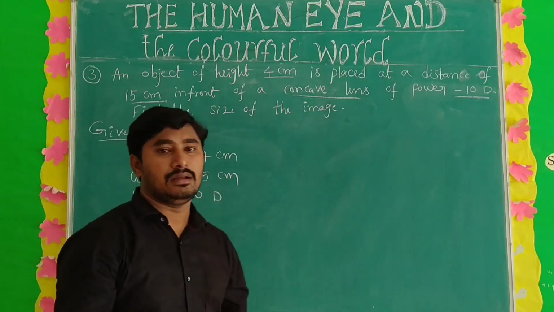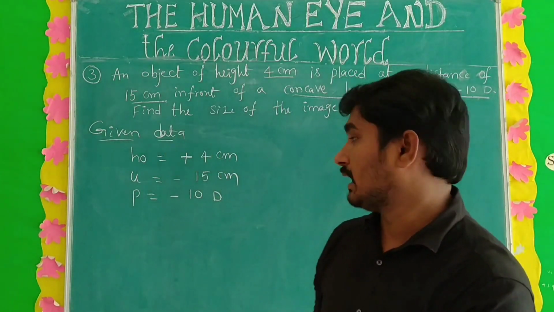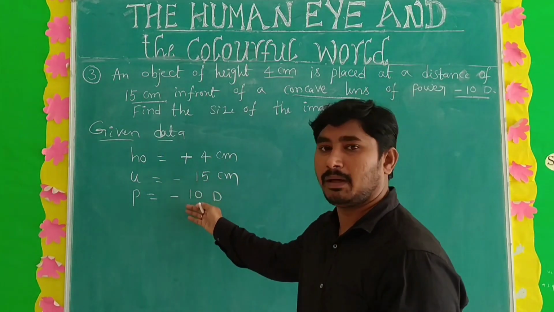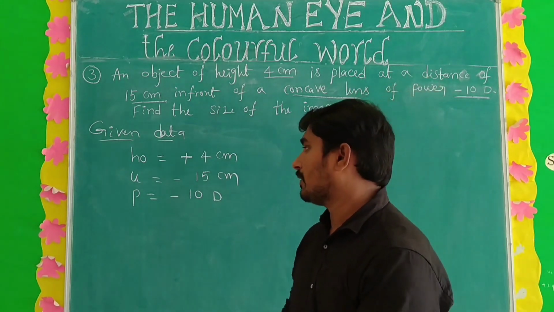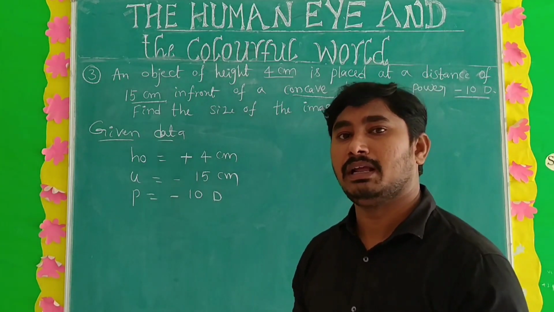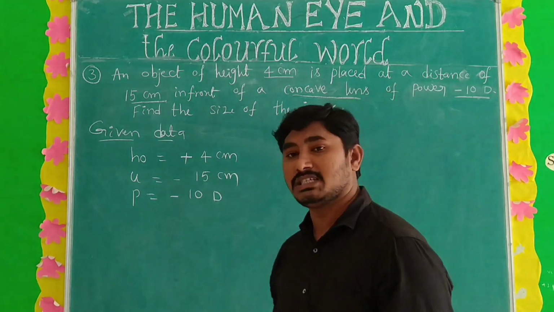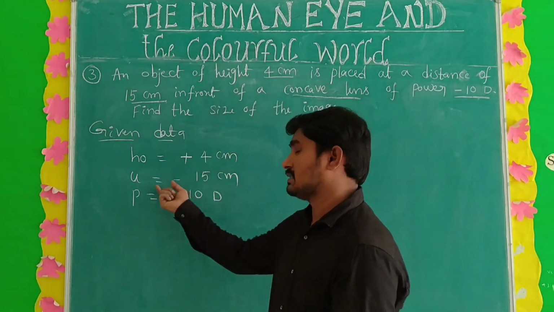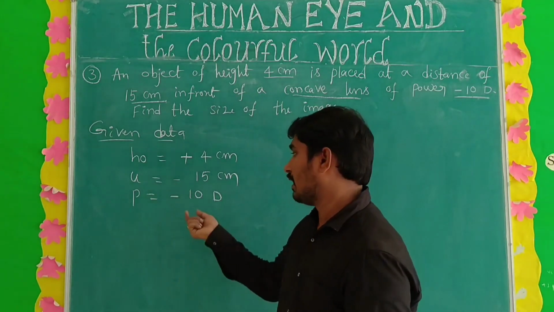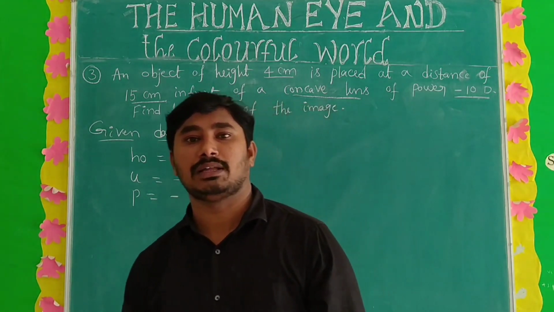What is given here is only the height of the object, the object distance and the power of the lens. You want to find the height of the image. For that, first of all you want to find the image distance. To find the image distance, you need at least two values: the object distance and the focal length. But here the focal length is not given. Then how to find the focal length of the lens?